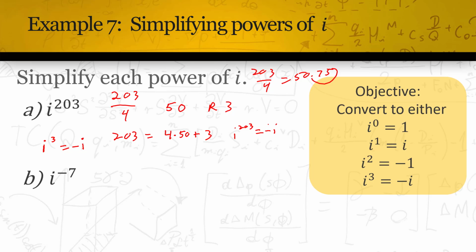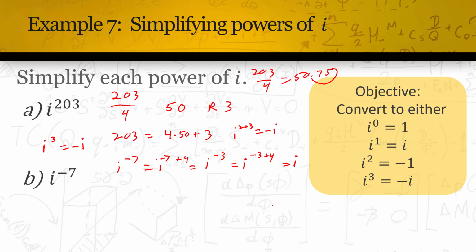What about i to the negative 7th? Well, for something like this, there's a couple of ways that you could do this. The first one is, you can just keep on adding 4 to it. i to the negative 7 is equal to i to the negative 7 plus 4, which is i to the negative 3. That's also equal to i to the negative 3 plus 4, which is equal to i. Okay, so that's one way.